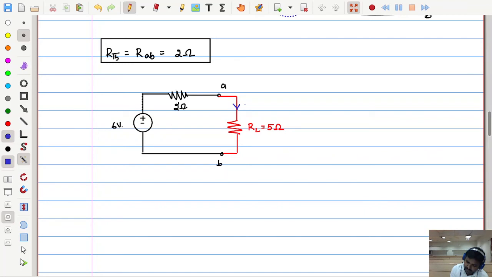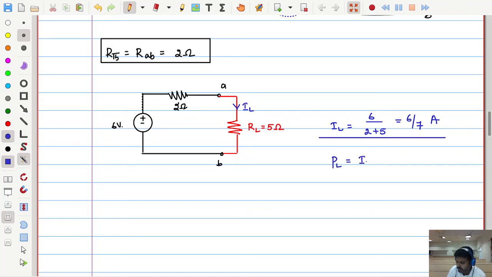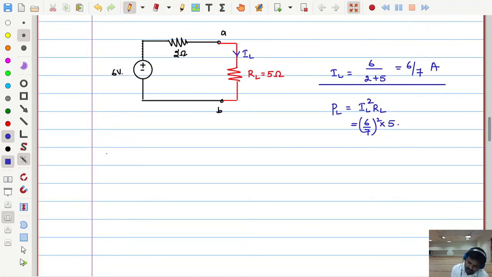Now what we need is the current through this load resistance. How much is the current now? Can you tell me? IL is equal to 6 by 2 plus 5, which is equal to 6 by 7 amperes. If you need the power in the load, you can also find that as IL square into RL, which is equal to 6 by 7 whole square into 5. Like this you can proceed. Now I want to verify this by using Norton's theorem. So let us see, according to Norton's theorem, what can we do?